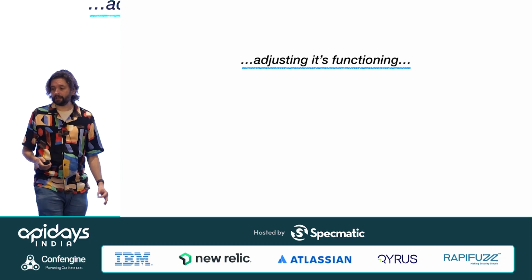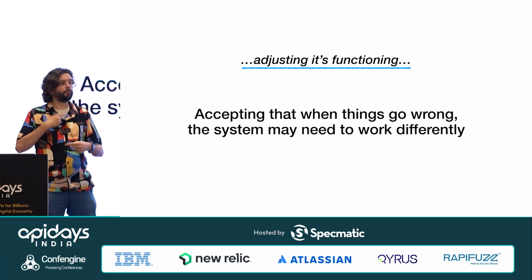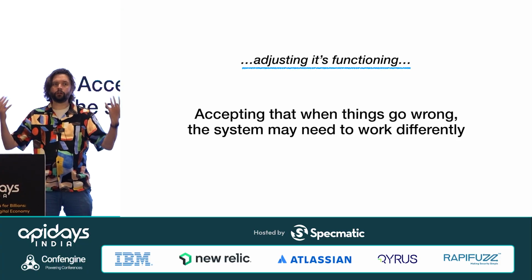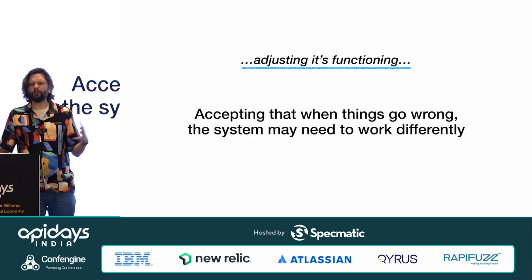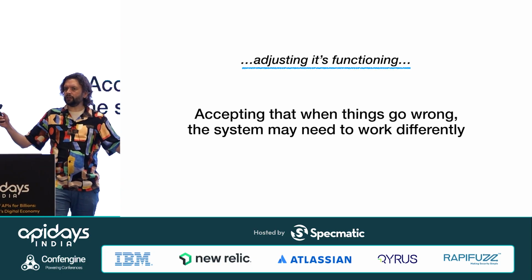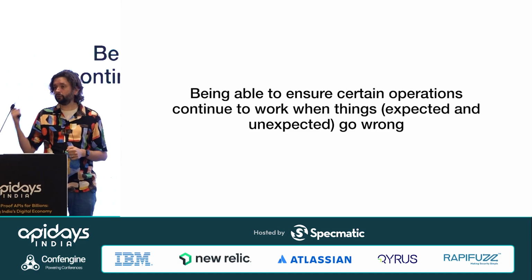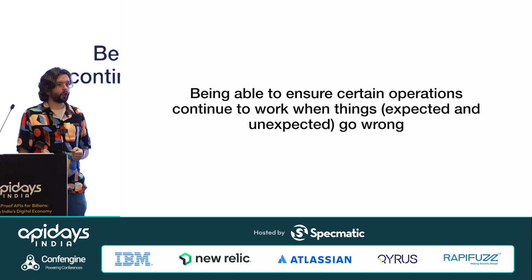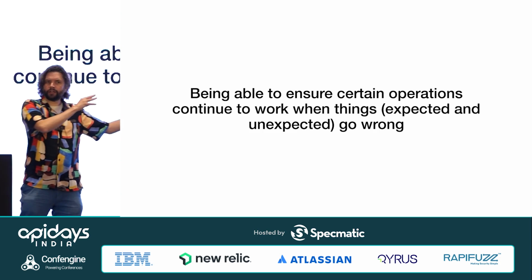Okay, so that's really clear. When things go wrong, the system might need to work differently. This is where we get into concepts like graceful degradation of functionality, for example. So we can sort of summarize this idea of resilience down to being able to ensure that certain operations continue to work even when things go wrong, right? So that's our definition of resilience.